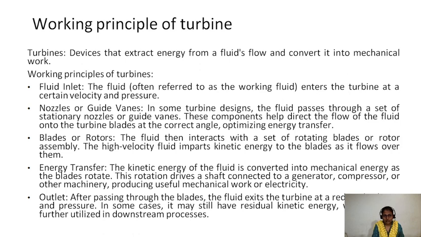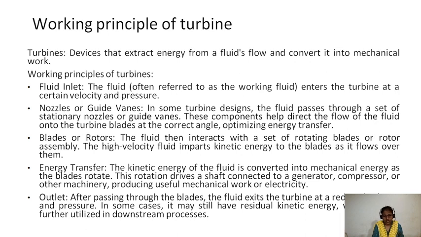Now coming to blades or rotors. The fluid then interacts with a set of rotating blades or rotor assembly. This high velocity fluid imparts kinetic energy to the blades as it flows over them. Coming to the energy transfer, the kinetic energy of the fluid is converted into mechanical energy as the blade rotates. This rotation drives a shaft connected to a generator or compressor or other machinery, producing useful mechanical work or electricity.